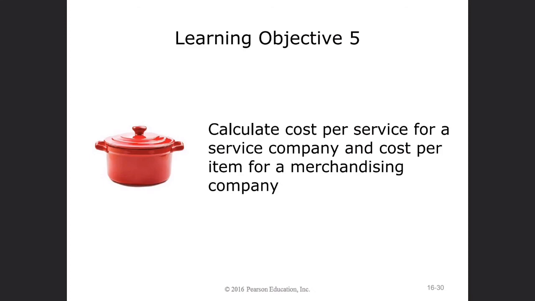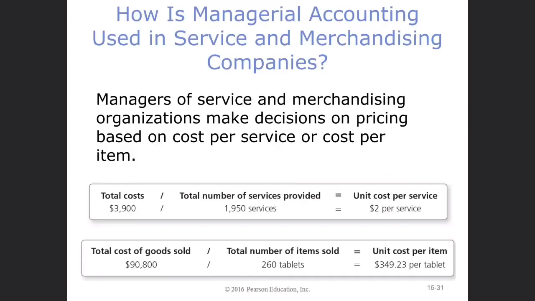So now we're going to calculate the cost per service for a service company and cost per item for a merchandising company. So how is managerial accounting used in service and merchandising companies? Managers of service and merchandising organizations make decisions on pricing based on cost per service or cost per item.